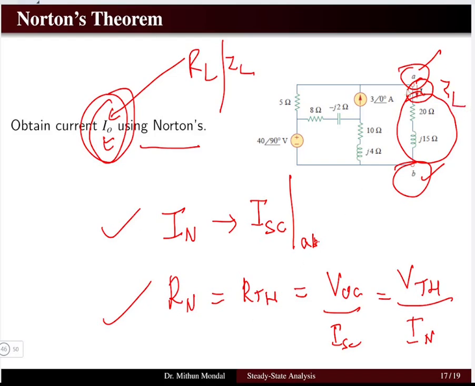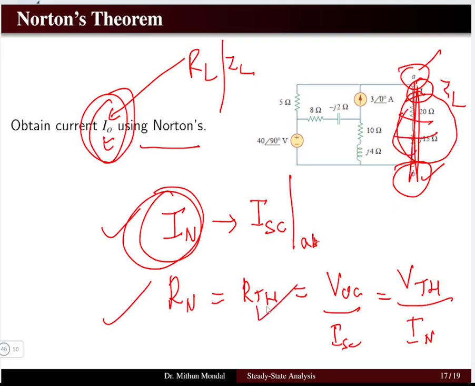You have to short this to obtain the value of I Norton. You have to open circuit this to obtain the R Thevenin, or rather I can say Z Norton and Z Thevenin.